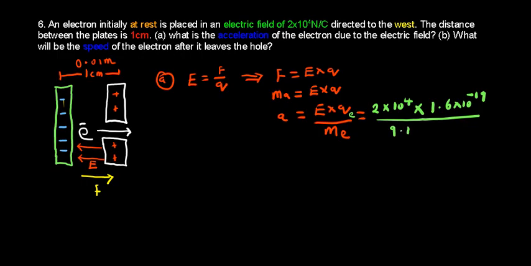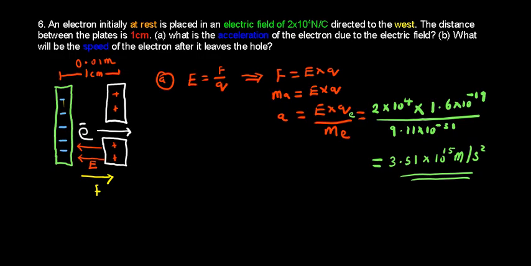So when we resolve that, we are going to have 3.51 times 10 raised to power 15 meter per second squared, because the unit of acceleration is meter per second squared. Okay, now let's go ahead and look at part B.